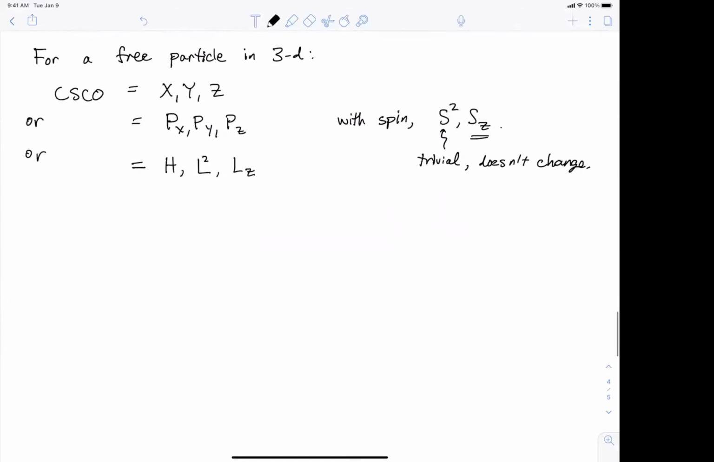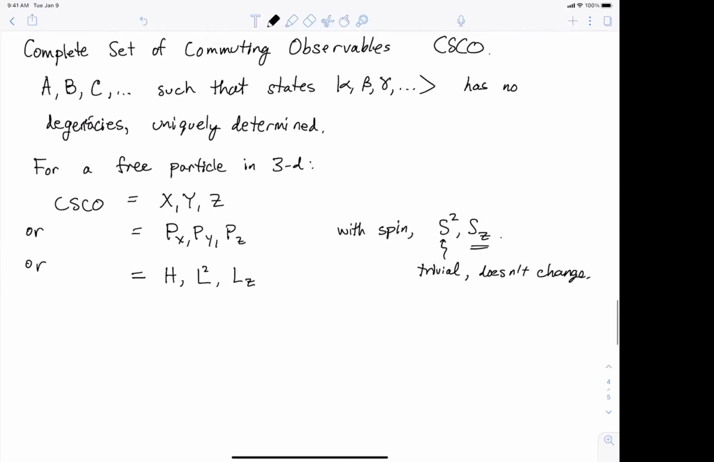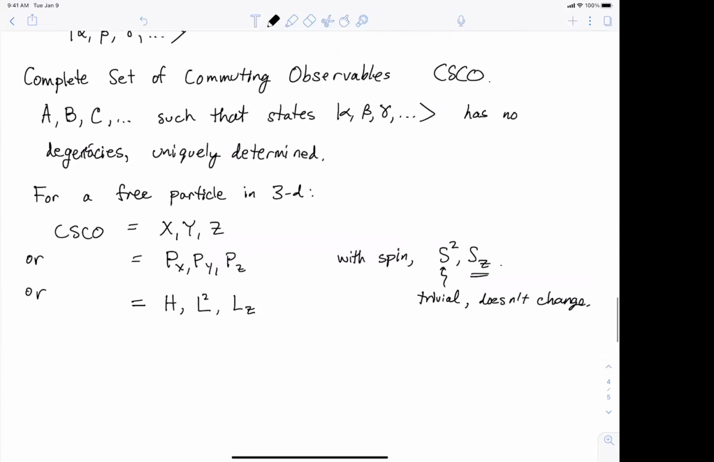I'm sorry, go ahead. Just a little slow. So that part where you wrote with spin, is that just for the momentum part? No, that's for any one of these. Okay, thank you. Sure.